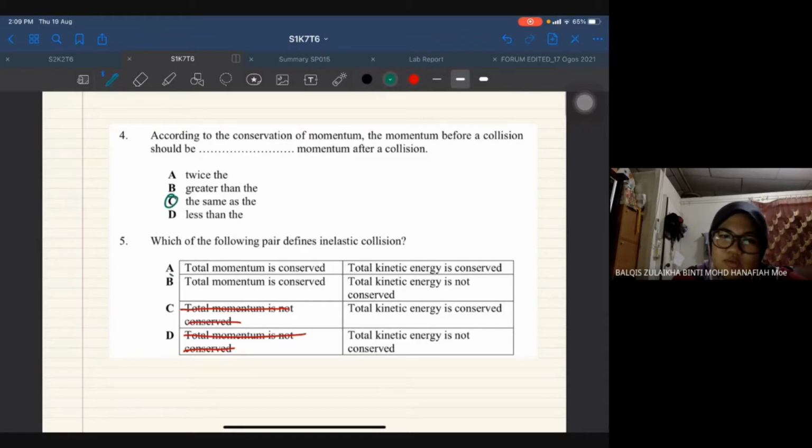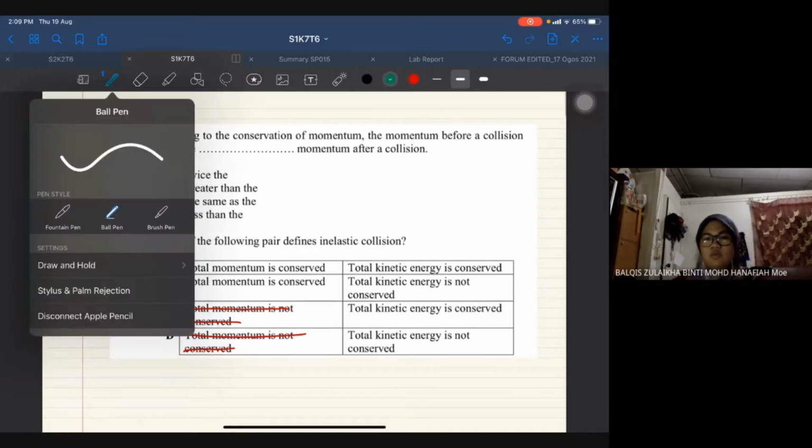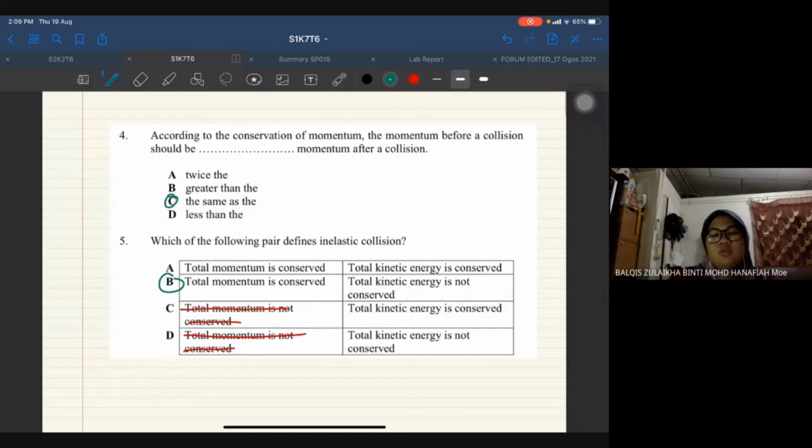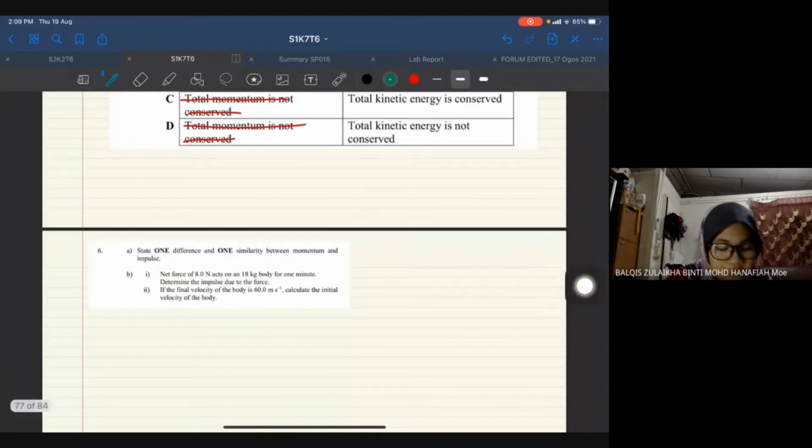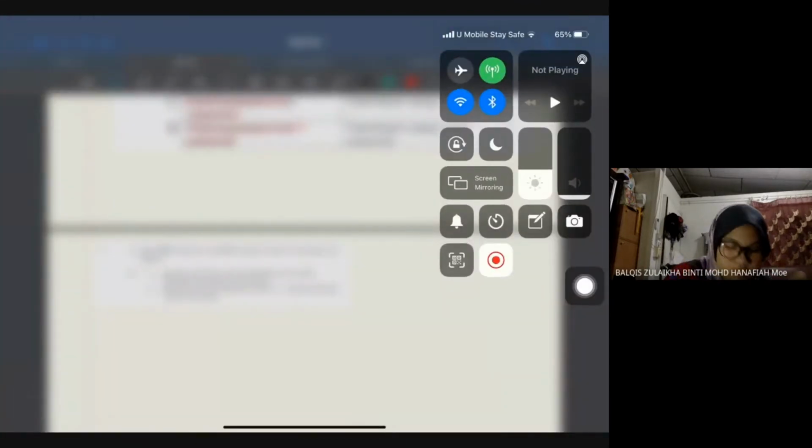Okay, good, very good. So the criteria for inelastic, okay, summation of Pi needs to be equal to summation of Pf. Okay, but the kinetic energy is not conserved. Okay, now we're going to go straight to question number 6.